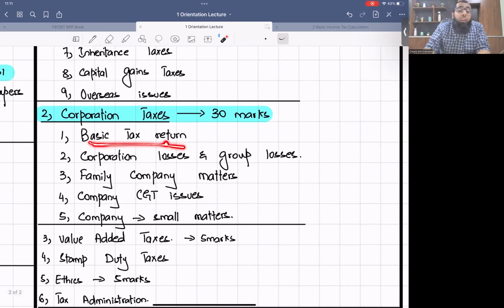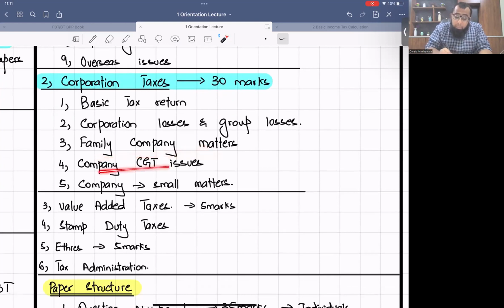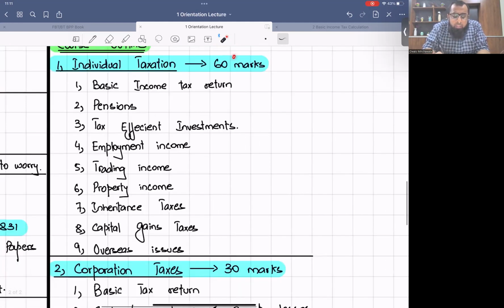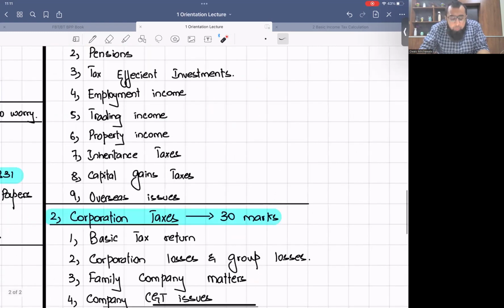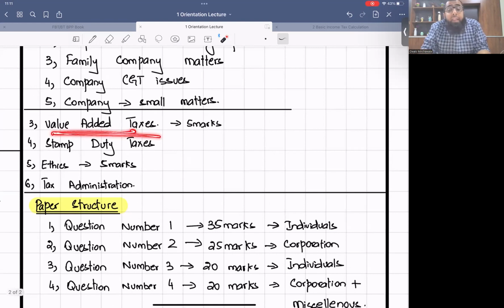We'll look at the basic tax return of companies. Then we'll be looking at the losses and the group losses, because in companies we can make groups. There are capital gains groups, 75% groups, and consortium groups. So we'll be discussing all of these topics in corporation tax. Then family companies and company capital gains tax issues. Then the company small matters, which include overseas company taxation, research and development issues, and transfer pricing issues. So all these issues will be discussed. So 60 marks come from individual taxation, and 30 marks come from corporation taxes. Then we have some small areas such as value-added taxes, the indirect taxes.